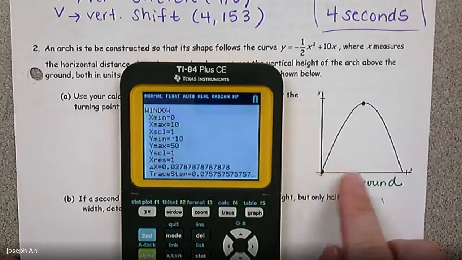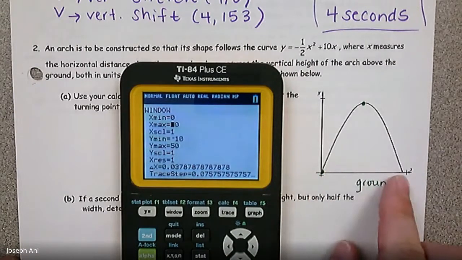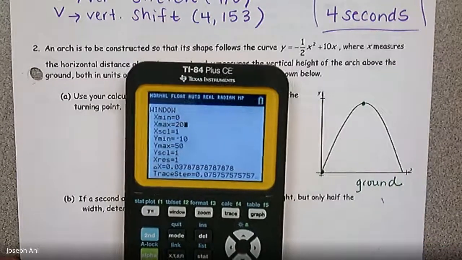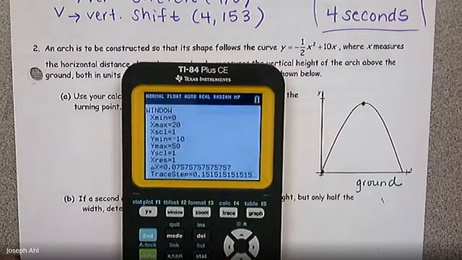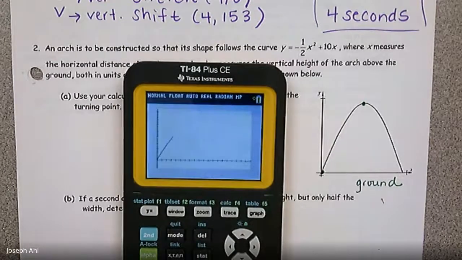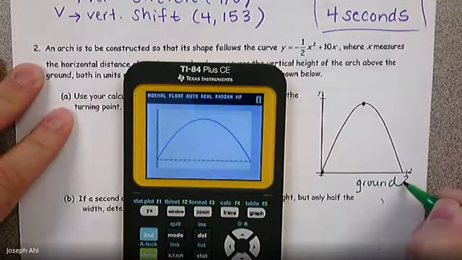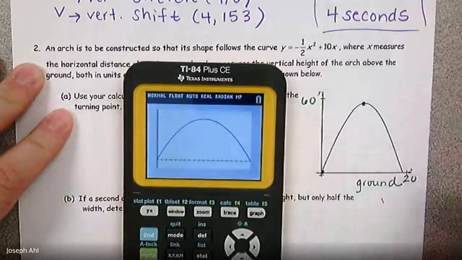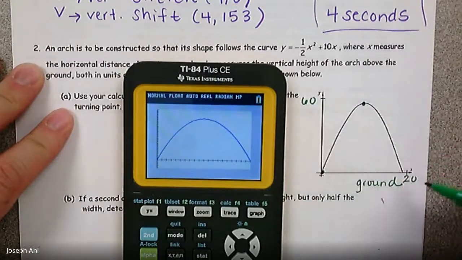Apparently the other end of the arch is more than 10 feet away. In fact, if I extend it to 20, maybe I'll even increase the y max to 60 in case we're not quite seeing that full max coordinate. That seems like a pretty solid window here. Okay, I can see the entire picture. It looks just like this arch over here. So I made my x max 20 and my y max 60 to see this. If you have a slightly different window but something very similar graphed there, then you're good to go.